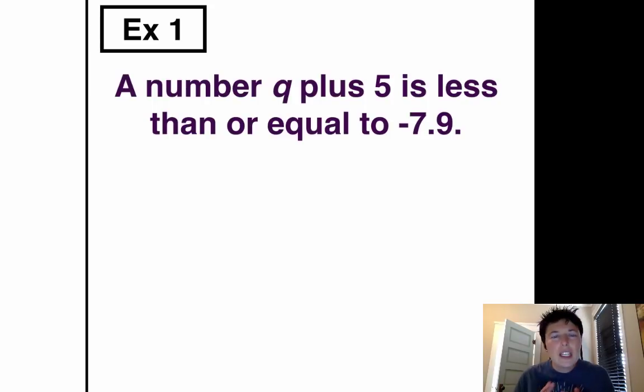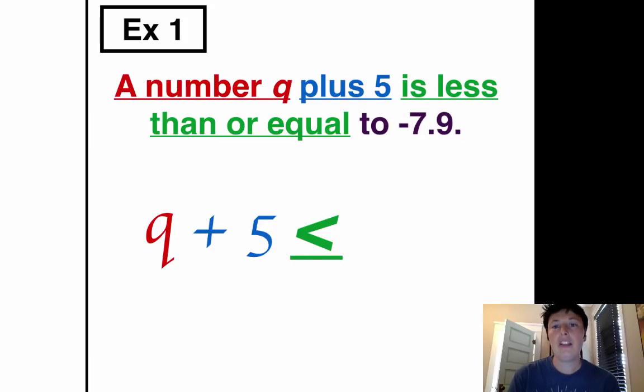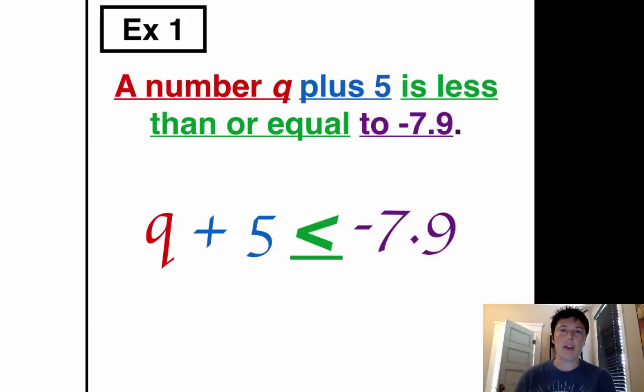We're not actually doing any solving yet. We're just translating. So a number Q, I'm going to focus on that part first. A number Q, okay, so I have Q, plus 5, okay, so it means I'm adding 5, is less than or equal to, oh, that's that symbol, less than or equal to, negative 7.9. Negative 7.9. There's my math sentence. I'm all translated. And then later on, we're going to solve it. But for now, we're just rewriting, basically.